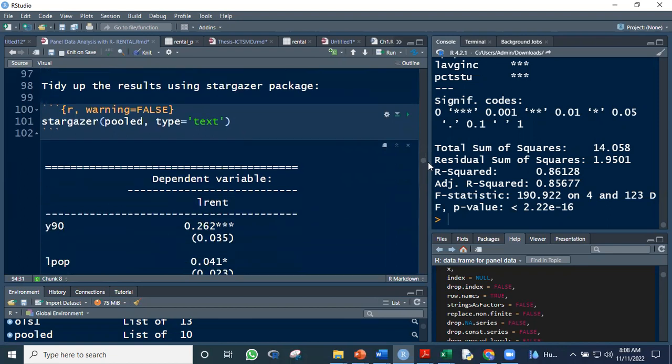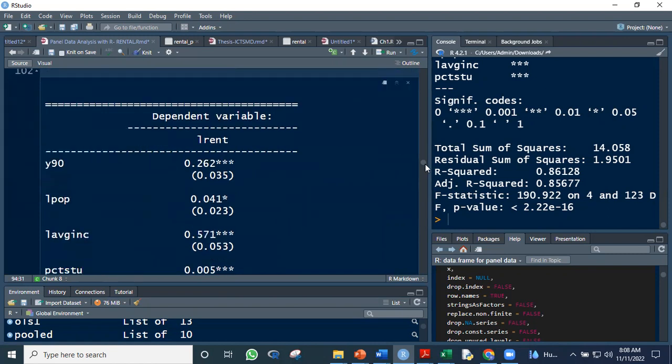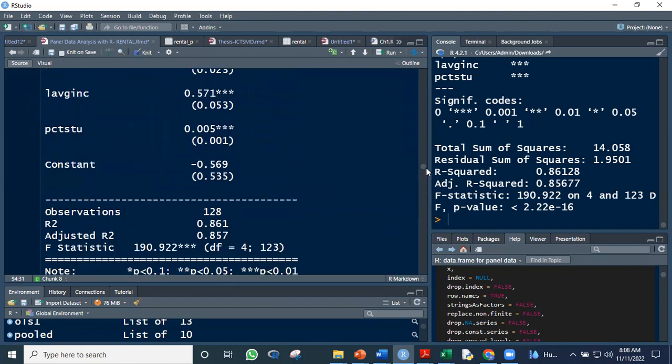Then last time also what we did was to use our stargazer package in order to give us a good printout of the results.